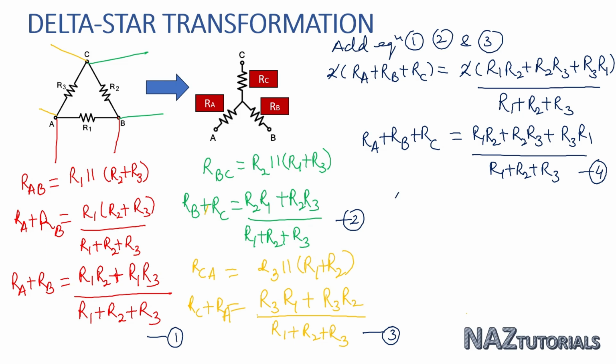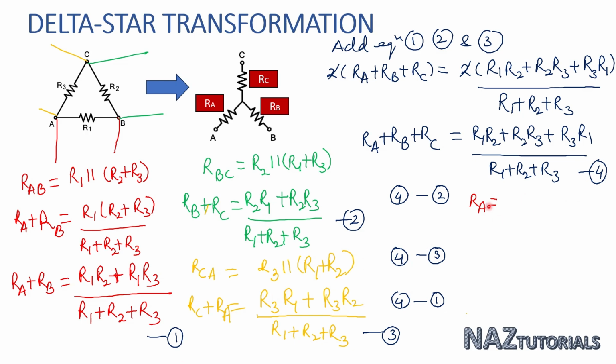So let's derive. For RA you will subtract 4 minus 2, and for RB you will subtract 4 minus 3, and for RC that is 4 minus 1. Now let's see the equations. If you see the 4 minus 2 from the left side, you will get RA.